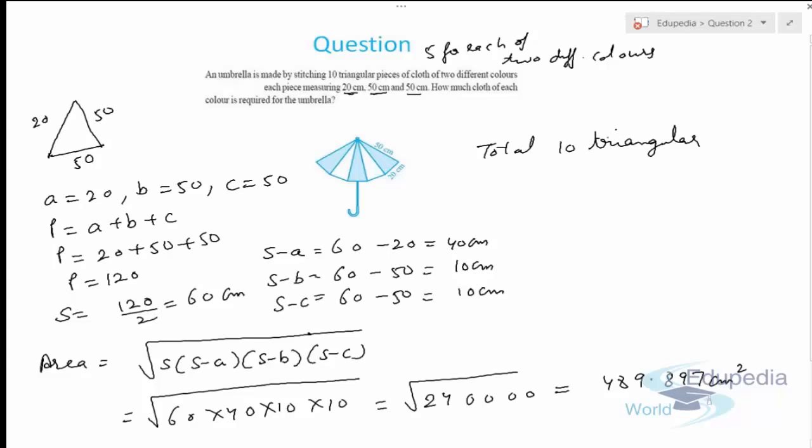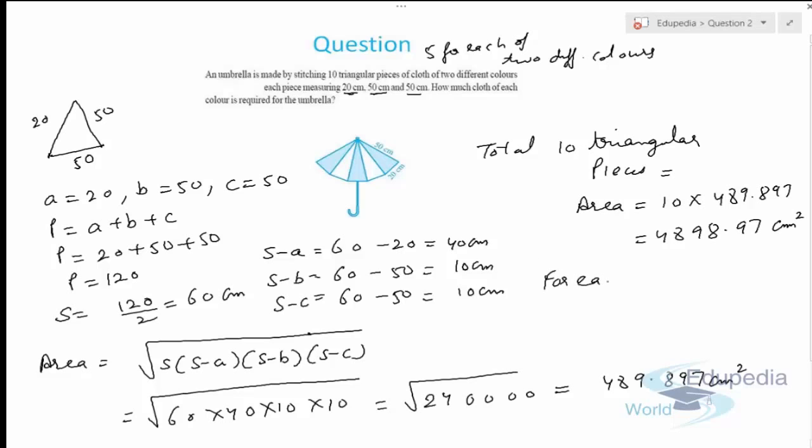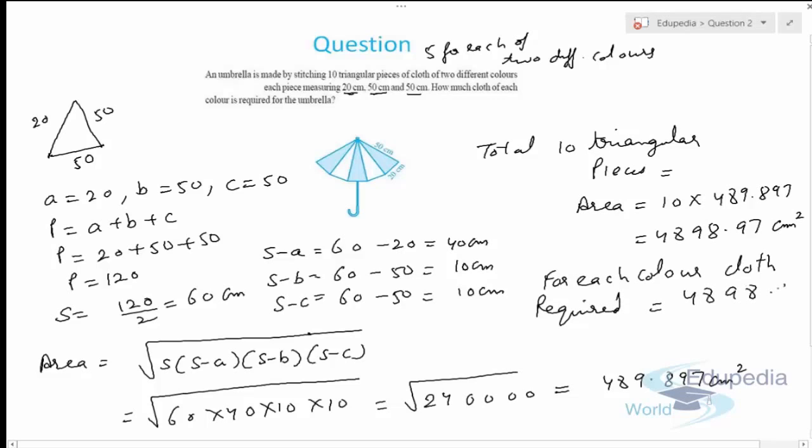Now there are total 10 triangular pieces, right? So area will be equals to 10 into 489.897, which will be equals to 4898.97 centimeter squares, right? There are 5 of each color, so for each color, cloth required will be 4898.97 divided by 2, which will come out to be 2449.485 centimeter square. So this is how we can apply the Heron's formula to get the answer.